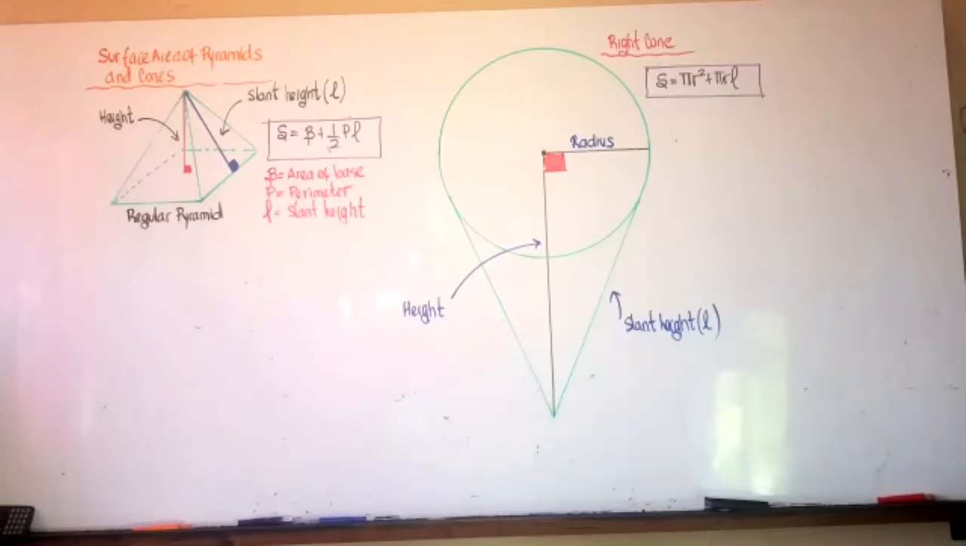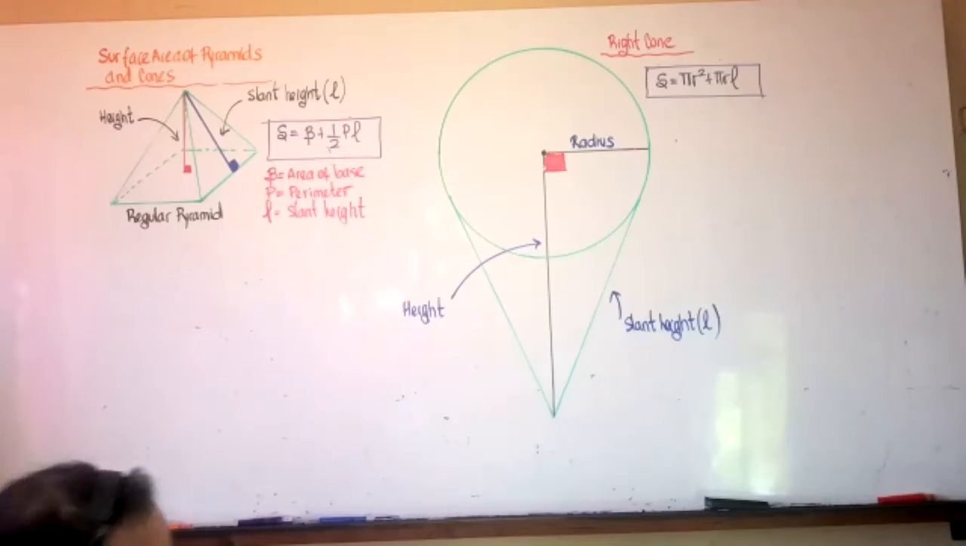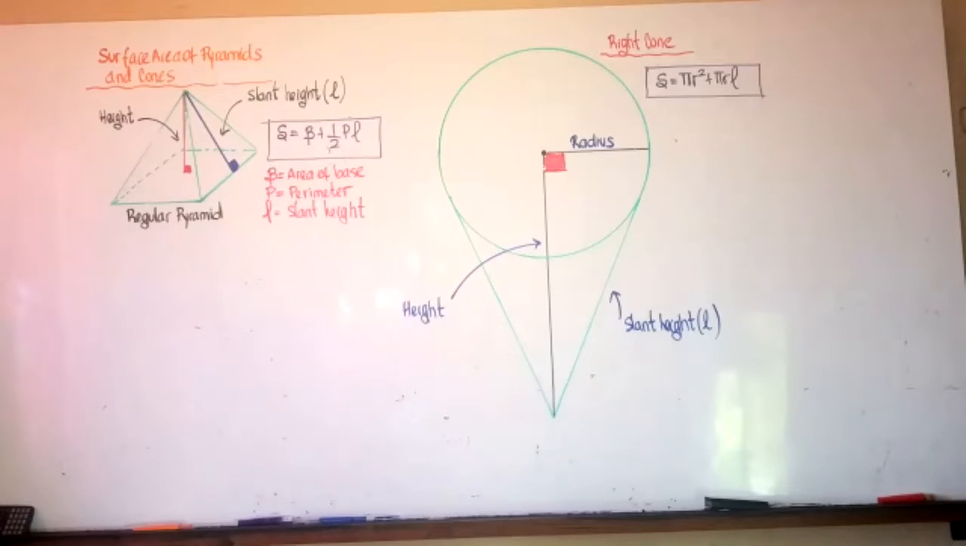For example, if we have a square base, we're going to apply the area of the square. If we have a triangular base, we're going to apply the area of the triangle. If we have a regular polygon, we must apply the area of the regular polygon. And of course, the perimeter depends on what kind of base we have. And the letter L represents the slant height.